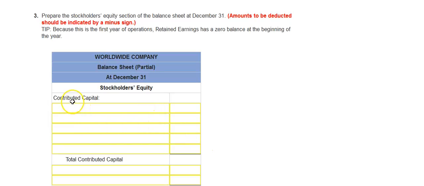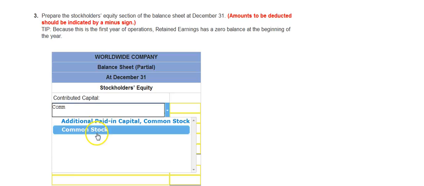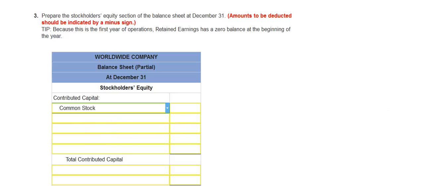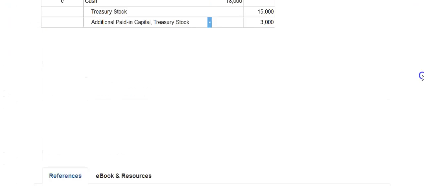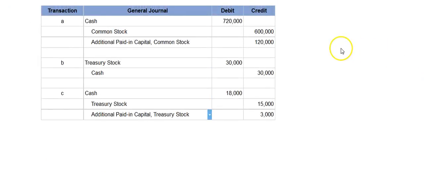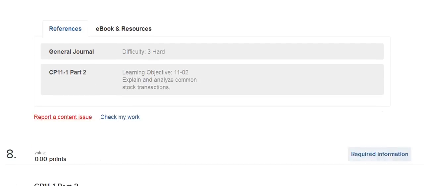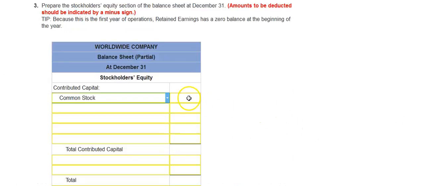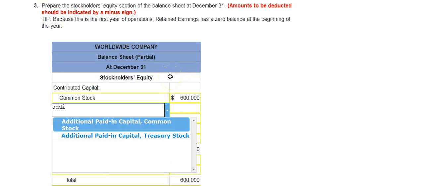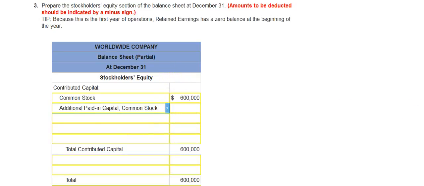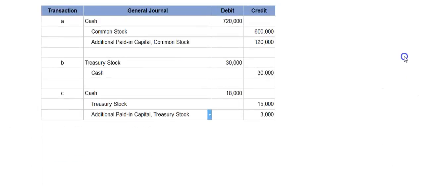Contributed capital is for amounts contributed by stockholders. If we had preferred stock, that would be listed first. We don't, so we will list just our common stock. And if I had T accounts that I could show you, I would show you what the balance is. We're going to have to scroll up and see the only entry that affected common stock was the first one, and there was a $600,000 credit to common stock, so we will list $600,000 here. We next put our additional paid-in capital related to common stock, and again I scroll up. The additional paid-in capital related to common stock is $120,000.